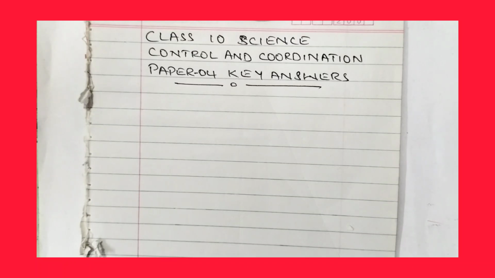In this video, we are going to continue class 10 science. This is control and coordination, paper 4, unit test paper number 4, key answers. In the previous video, we have answered for paper 3. Now let us move for paper 4.